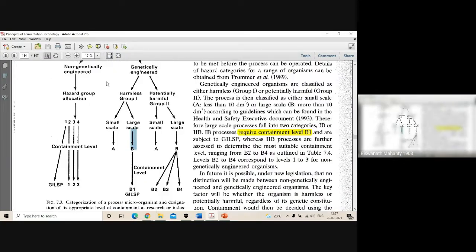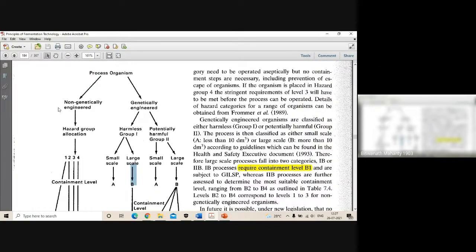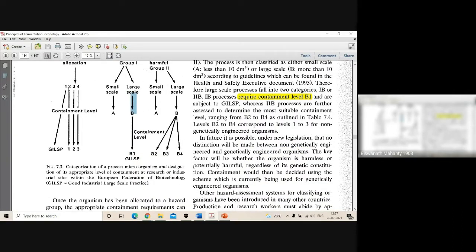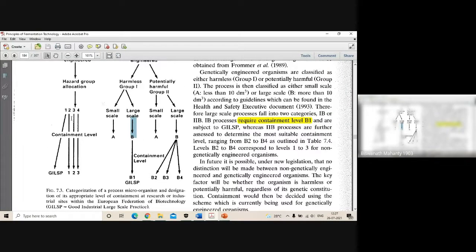And now the hazard allocations: if it is non-genetically engineered, a containment level of 1, 2, and 3 is required. If it is going to be non-pathogenic, then I can simply have good industrial large scale practice. So if it is industrial scale and non-pathogenic, I can allow GILSP. What is the process? I will talk about it later on, not now. It is a milder version of the industrial process, without so much stringency.